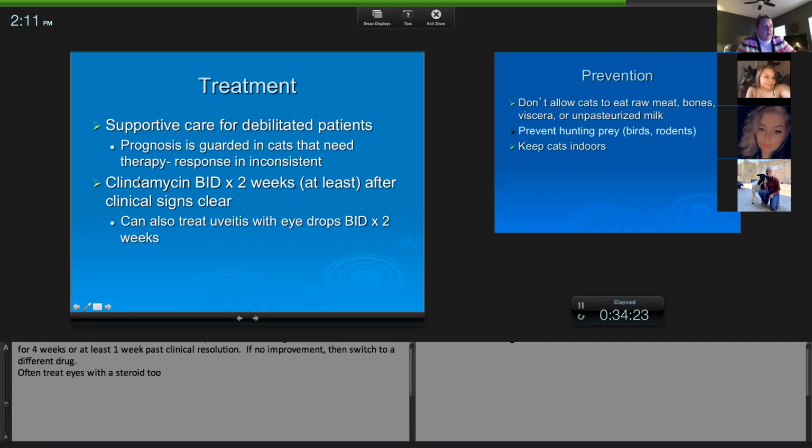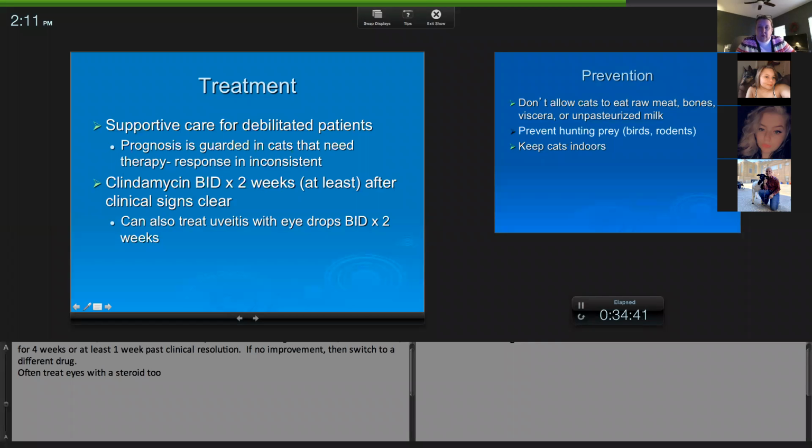Now, this can be treated with clindamycin, which is a very standard antibiotic and has to be given with food. It tends to be kind of irritating. It's a stronger antibiotic, but usually it's given twice a day for a minimum of 2 weeks.